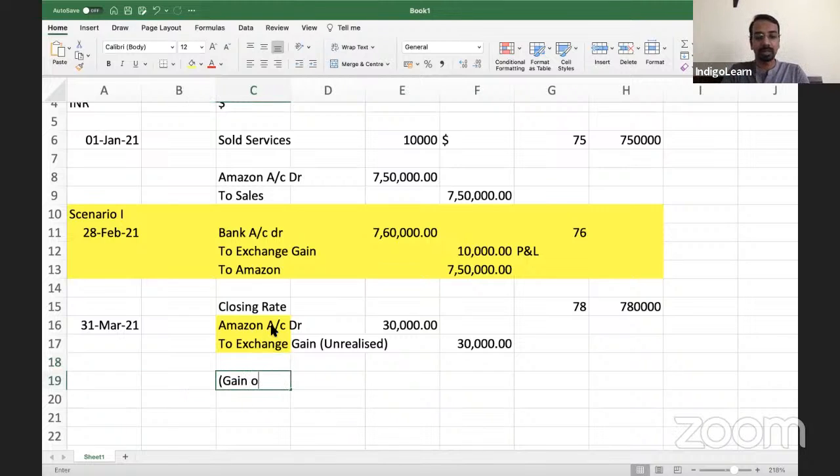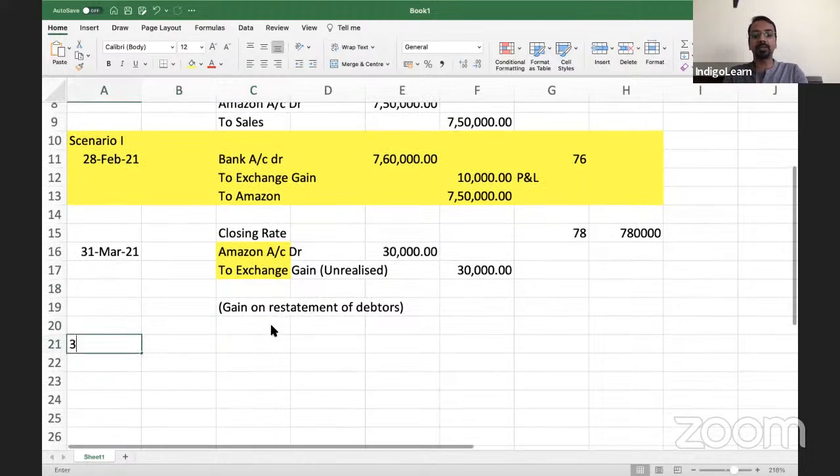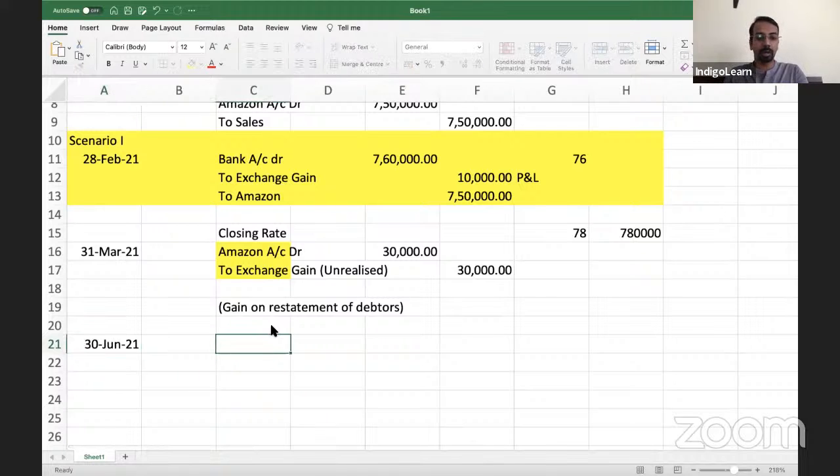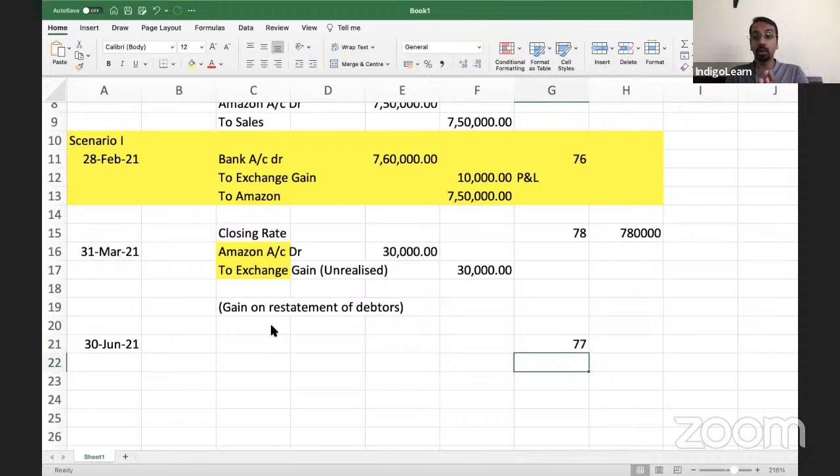So this is the gain on restatement of debtors, right? So any exchange gain or loss arising out of settlement of a foreign exchange transaction will be taken to P&L. Either you will debit to the P&L if there is a loss, if there is a gain, you will credit to P&L. Now assume for a moment this transaction was settled on 30th of June of 21 when the exchange rate is 77. Now tell me, what will be the gain or loss that should be recognized in the period ending 30th June of 21 or in the financial year 21-22?